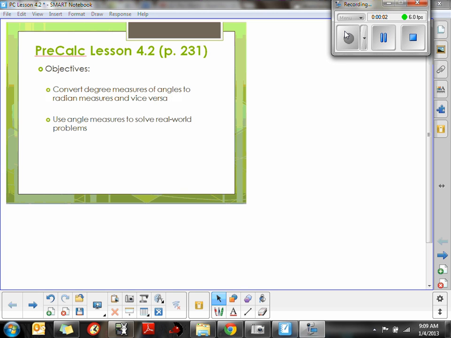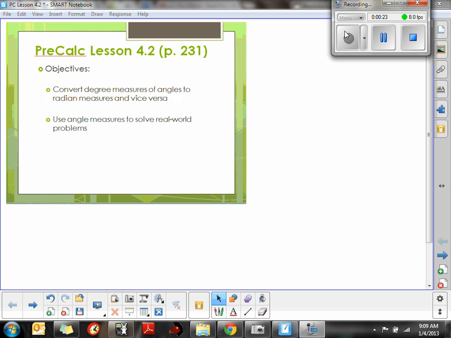In lesson 4.2, there are two primary objectives. One is to convert degree measures of angles to radian measures, and vice versa. If we're given a radian angle measurement of an angle, convert it back into degrees. So part of it is going to be studying the radian measurement, how do we measure angles using radians, and then converting radians to degrees and degrees to radians.